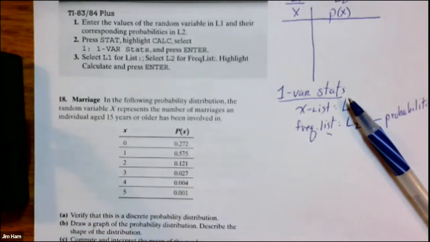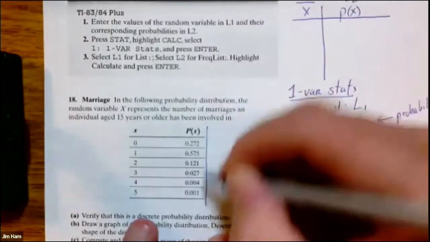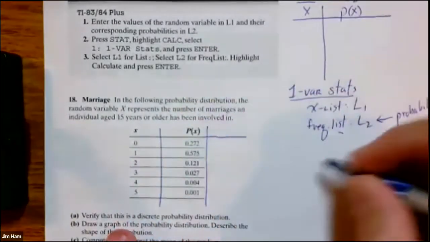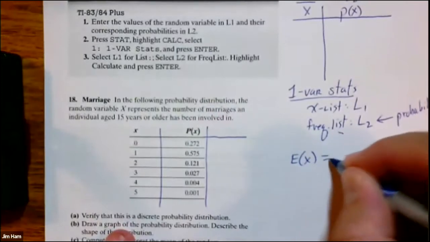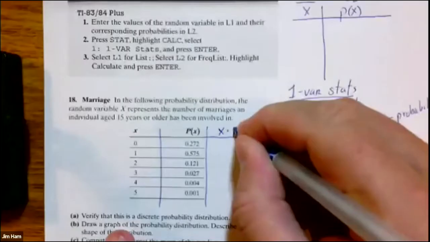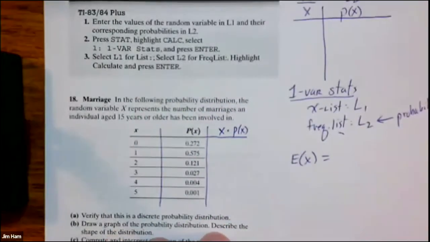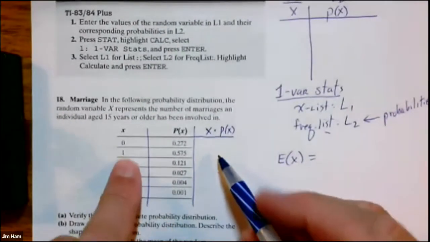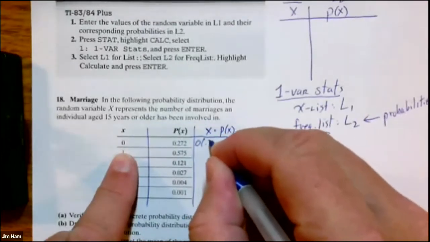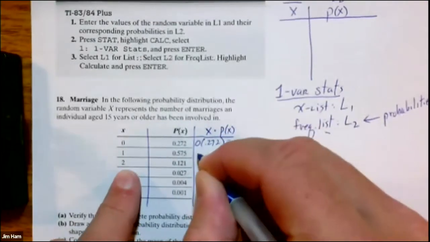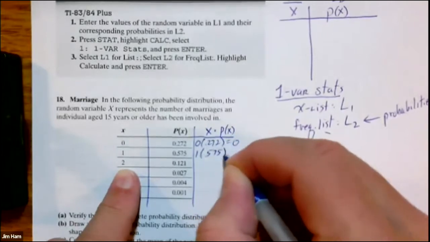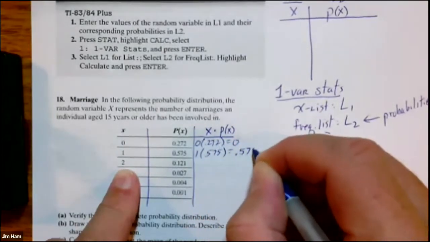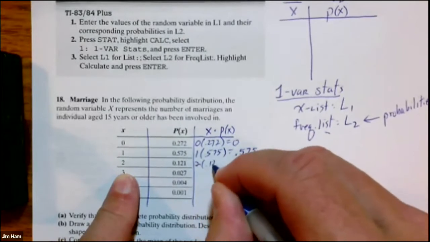Okay, the first thing is just to understand. And the question that we're going to ask in this section is, okay, if we randomly selected someone, how many marriages would we expect them to have? So, first of all, we'll calculate the expected value. And our author abbreviates it E of X. Calculate this next column here, and we're going to multiply. 0 times 0.272, that one's easy, and 1 times 0.575. Just multiply the numbers together. And then 2 times 0.121.